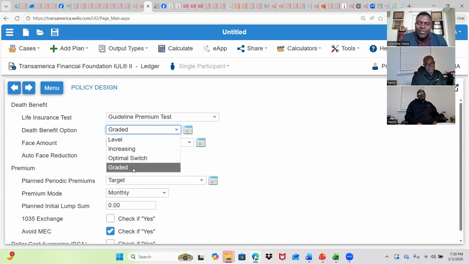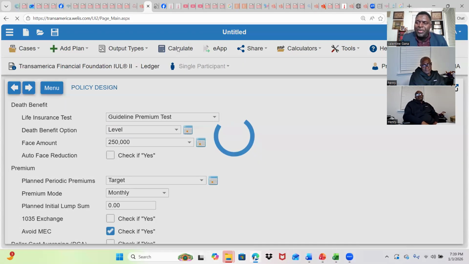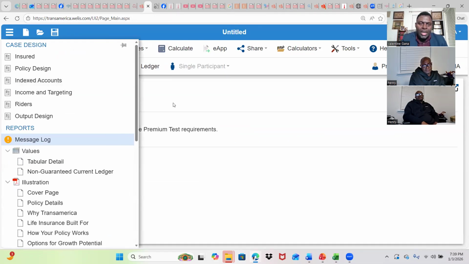What is the difference? Let's say I had selected level on this policy. I say level is the devil. Never give your client level. Why? Because if you select level, it's almost like you've given your client whole life. How so?